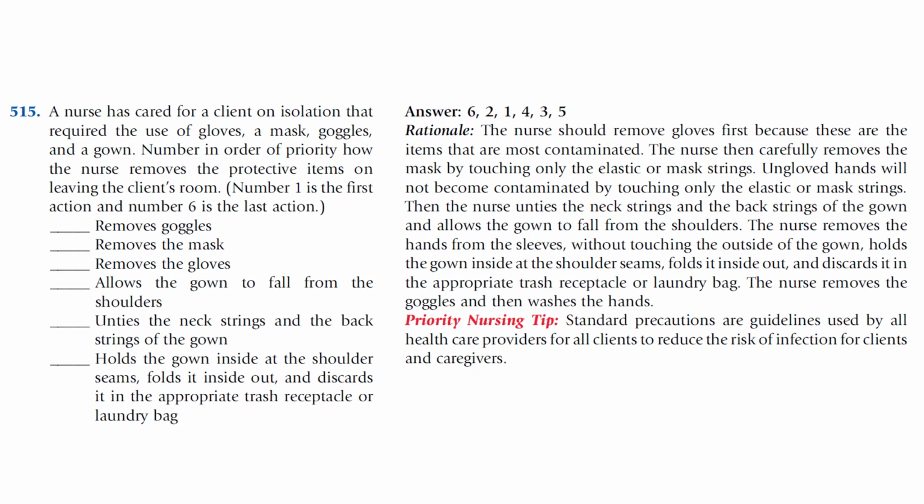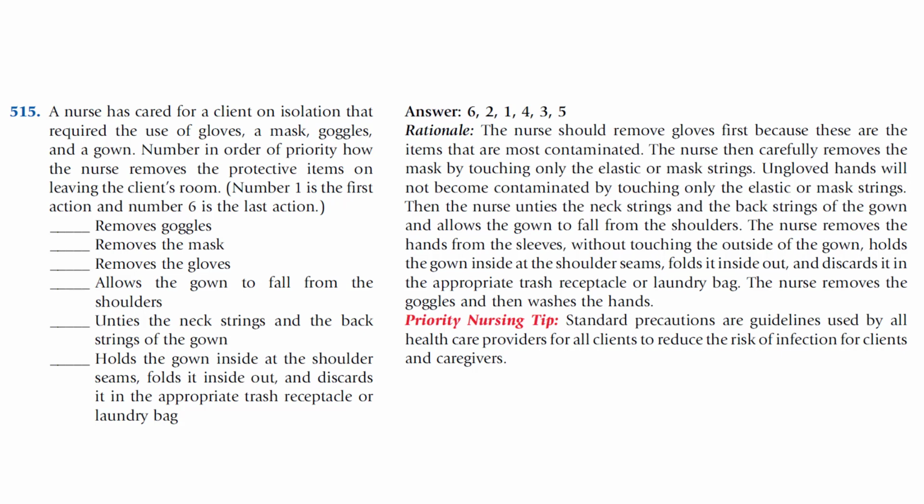515. A nurse has cared for a client on isolation that required the use of gloves, a mask, goggles, and a gown. Number in order of priority how the nurse removes the protective items on leaving the client's room. Number 1 is the first action and number 6 is the last action. 1. Removes goggles. 2. Removes the mask. 3. Removes the gloves.